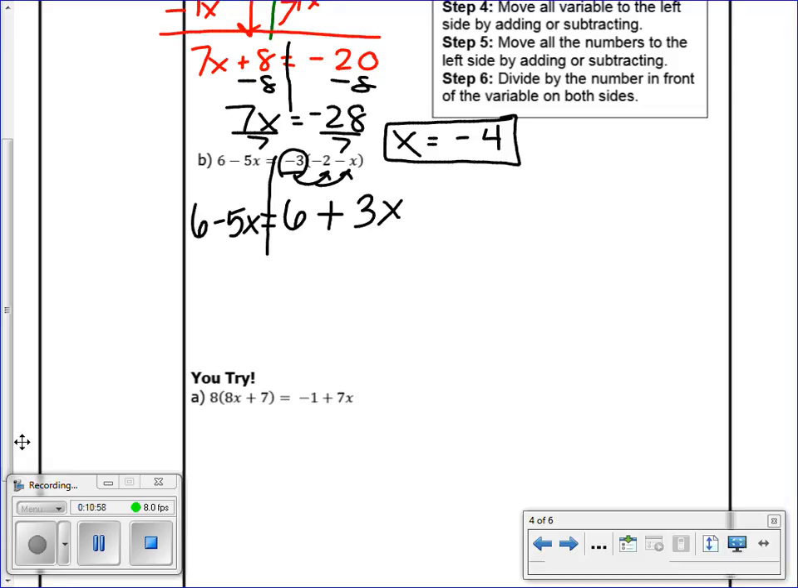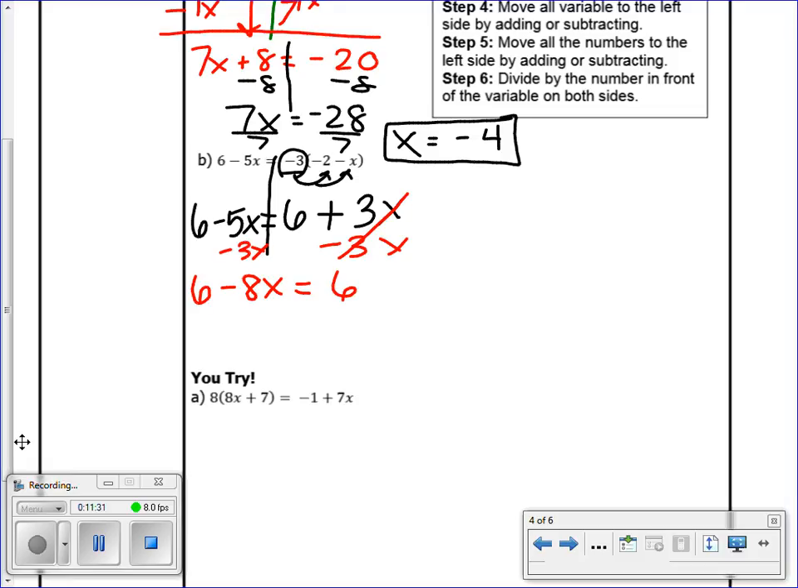If I look on the left, can I combine these two terms? No. If I look on my right side, I can't combine 6 and 3x either. So I don't have to combine like terms. Now, we want to get the letter on the left. So I look at the letter on the right, which is 3x, and I do the opposite of the operation that's occurring. So I'm going to subtract 3x from both sides, and I get 6 minus 8x equals 6.